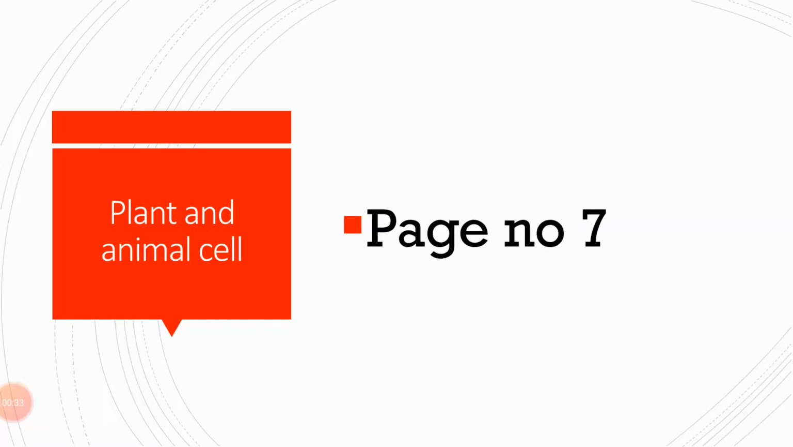So, first of all, we will revise the previous lesson. What we learned in the previous lesson is that cells are the basic unit of life. They do the same work that bricks do in making a building, in making your houses.